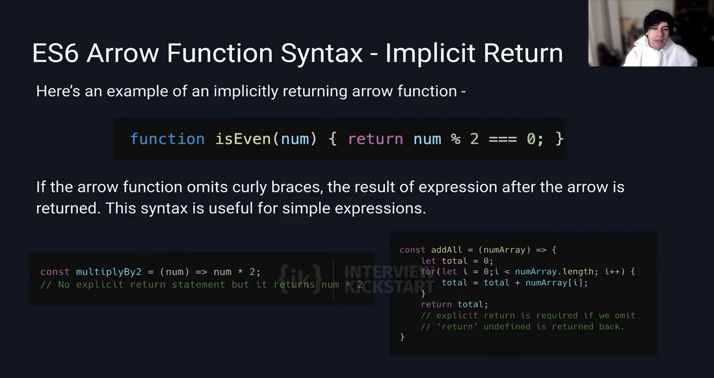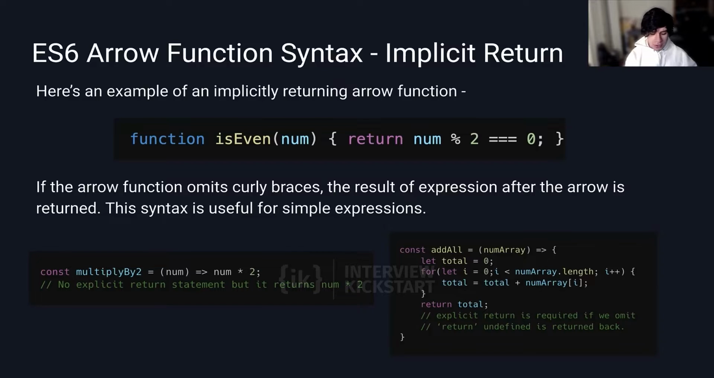Let's say we have a simple, short is-even function. Once again, we're declaring this using a function keyword. It takes in one argument, and we're simply returning the number that we're given modulo 2, and we're checking if that's strictly equal to 0 to signify if that number is an even number.